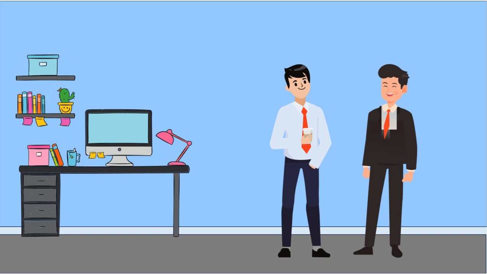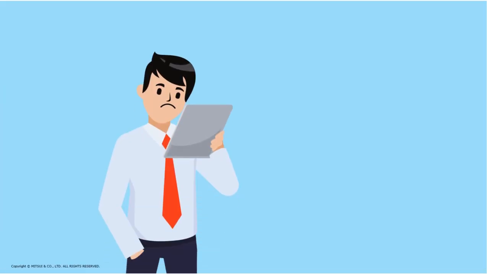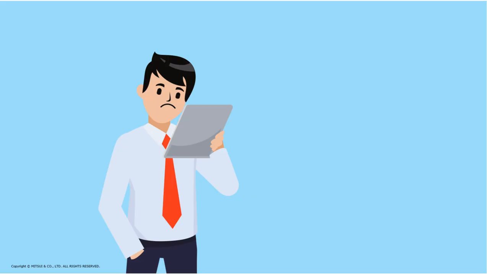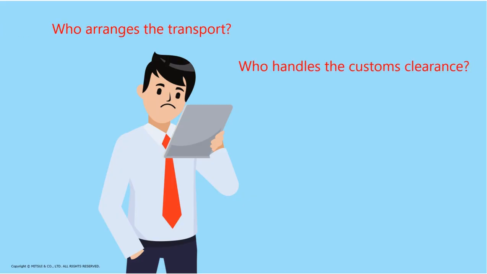But there's one thing George struggles with: trade contracts. More specifically, Incoterms. Every time a deal reaches the contract stage, George starts to feel uneasy. Because that's when the hard questions come up: who arranges the transport? Who handles customs clearance? And when exactly does risk transfer to the buyer?